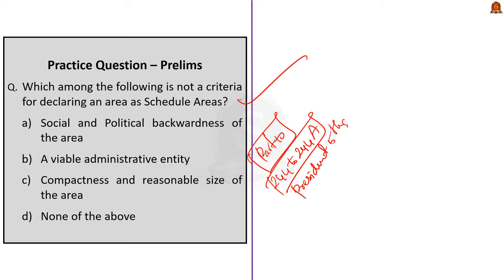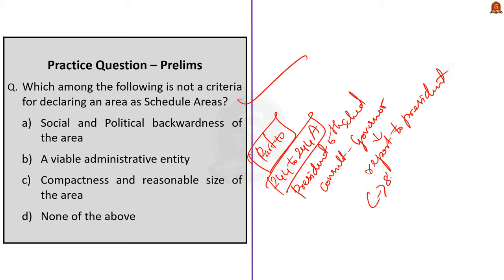With the consultation of the governor of the state, the president can alter, add, diminish the boundary of a scheduled area, and the governor of the state has to report annually to the president over the management of such areas. On the other hand, the center can give directions to the state regarding the administration of such areas.